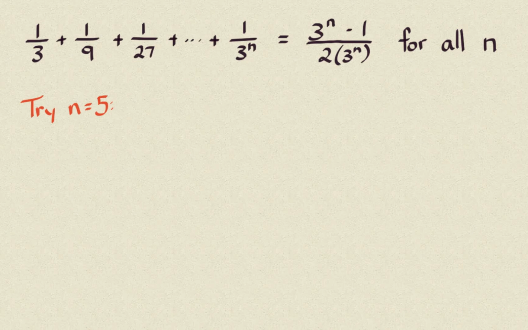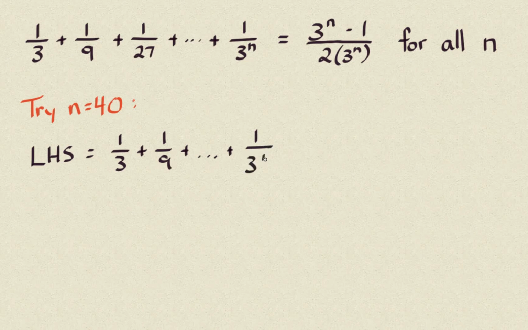But just to make things a little bit quicker, I'm going to let you know that all the way up until 40, things go smoothly. So let's just check n equals 40. Now, in this series on the left-hand side, going from 1/3 and 1/9 and so on, all the way to the 40th term, which is 1 on 3 to the 40, that's going to be a bit of a mission. But luckily I've prepared an Excel spreadsheet.